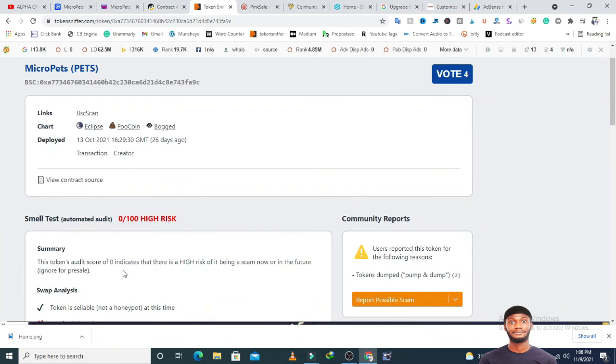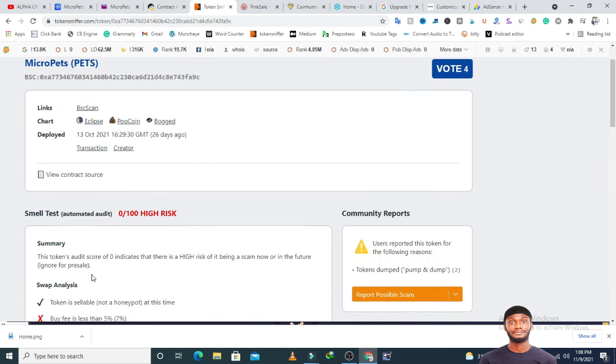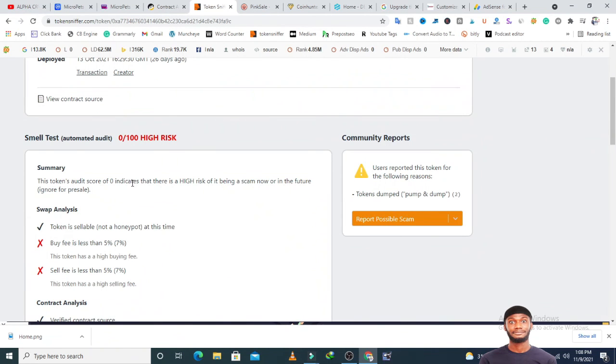This score of 0 indicates that there's a high risk of being a scam now or in the future. Ignore for pre-sale. So basically, they're telling you that this token is 0/100. Yeah, Token Sniffer might not be 100% accurate, but I still use it because sometimes it gives you some information that you need. And you know, they say users reported this token for the following reasons. People have actually reported this token for pump and dump.